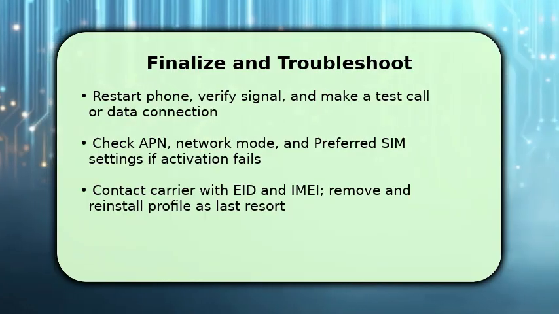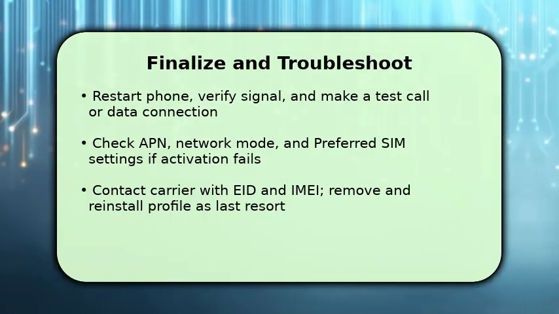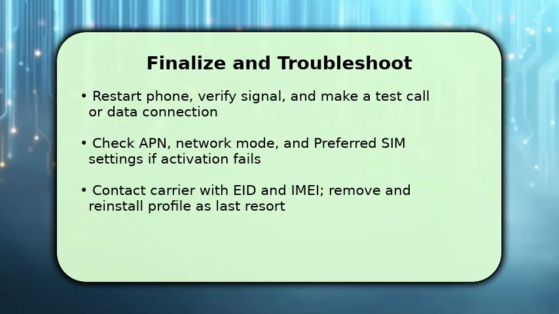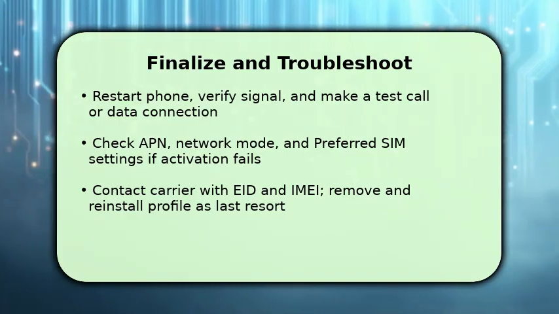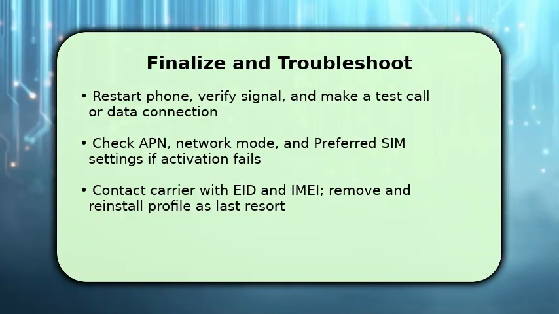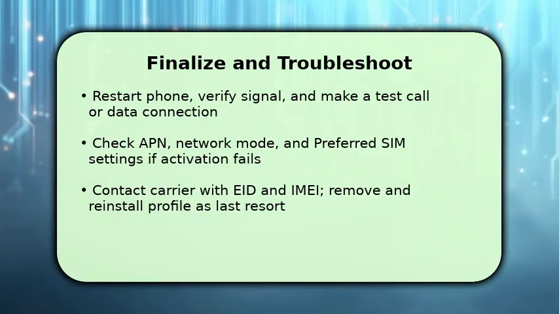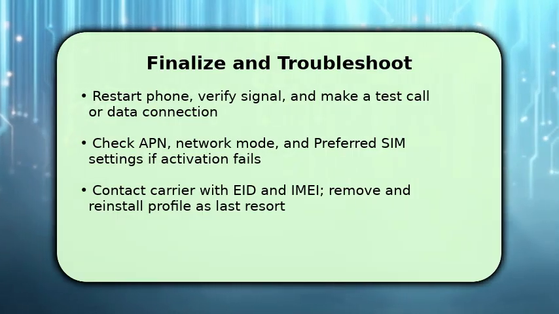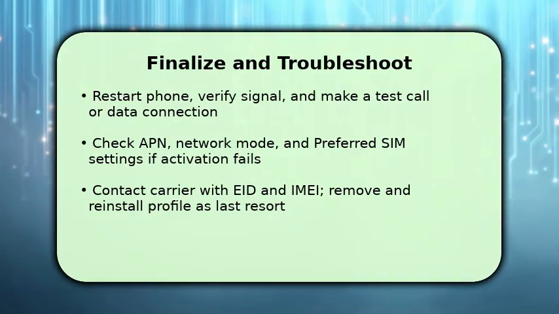If activation fails, make sure APN and network mode match carrier requirements and that the eSIM is set as preferred for data or calls as needed. If problems persist, contact your carrier with the phone's EID and IMEI. They can reissue the profile.